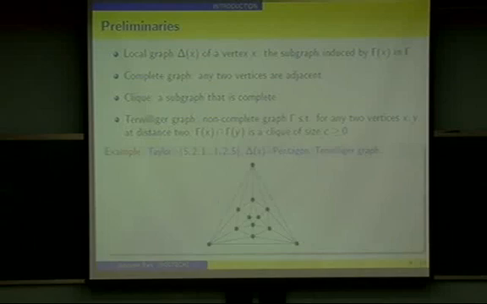For example, the icosahedron has intersection array {5,2,1;1,2,5}. So this is a Taylor graph, and if I take a vertex x, then the local graph of x is a pentagon, and if I take any vertex y at distance 2 from x, then the local graph of y is also a pentagon, and the intersection of them is a complete graph, so this is also a Terwilliger graph.